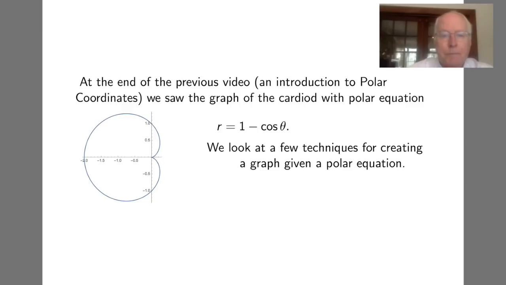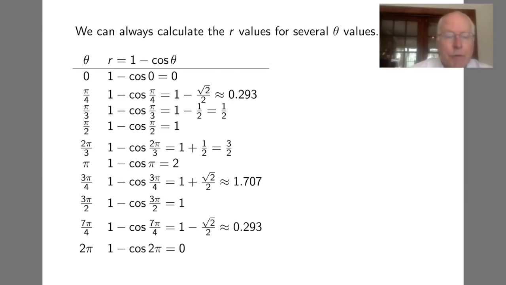At the end of the last video in which we introduced polar coordinates, we saw a picture of the graph of r equals 1 minus cosine theta, the so-called cardioid, because it's heart-shaped. We're going to look at a few techniques for creating and analyzing graphs of equations of this sort. One fallback is always to plot points.